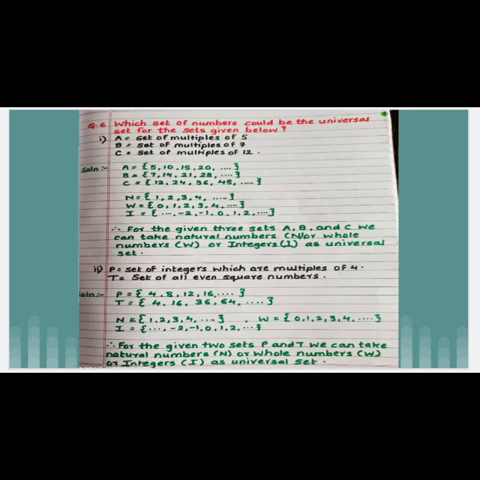Question number 6. Which set of numbers could be the universal set for the sets given below? That means here they mention subsets. For those sets we have to state which one is a universal set. Okay. So here they have given the sets A, B, C in rule form. So the first step is to convert them into listing form.